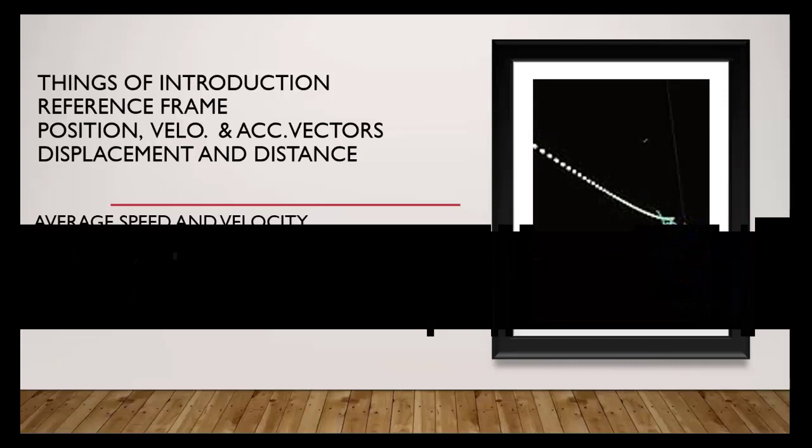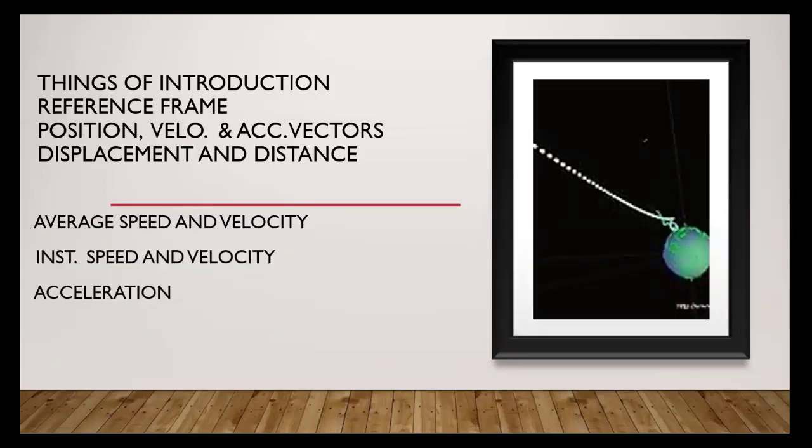Newton's first law of motion says this: a body has its inertia, and it wants to stay at rest if it is at rest, and it wants to keep moving if it was moving previously. So we understood reference frame.